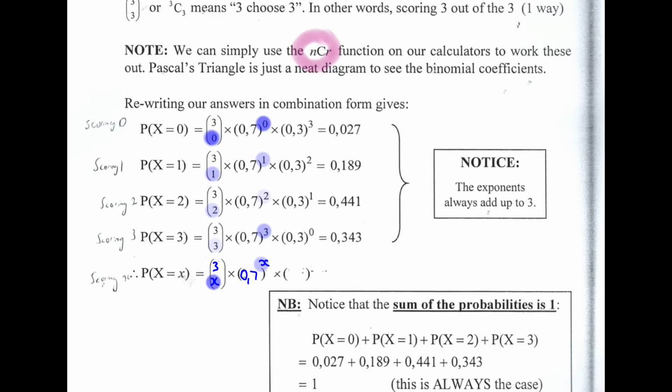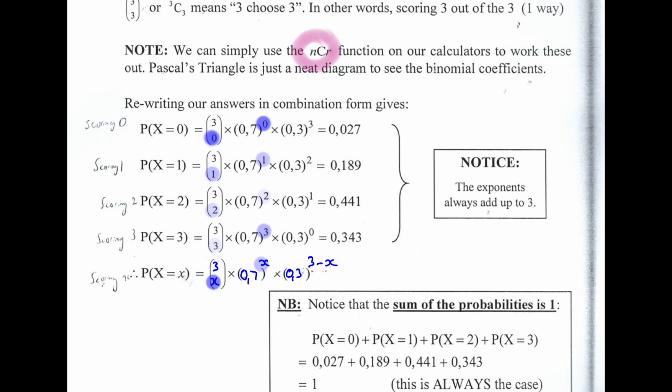Alright, then the probability of her missing is 0,3. So remember I told you that these exponents always have to add up to the number of trials. So 0 plus 3 is 3, 1 plus 2 is 3, 2 plus 1 is 3, 3 plus 0 is 3. So x plus this must also equal 3. So therefore it's the number of trials minus x as the exponent for 0,3.